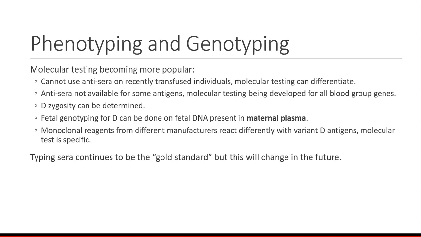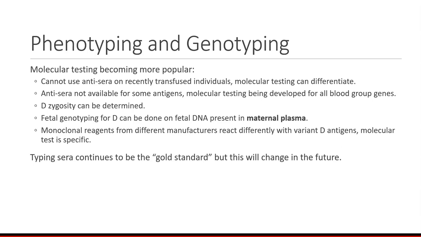D zygosity can be determined using genotyping. Fetal genotyping for D can be done on fetal DNA present in maternal plasma. And this is kind of a game changer. We can determine early on in a woman's pregnancy, especially if she's already sensitized to the D antigen, whether or not her fetus is D positive or D negative. Monoclonal reagents from different manufacturers react differently with variant D antigens, and molecular testing is specific.